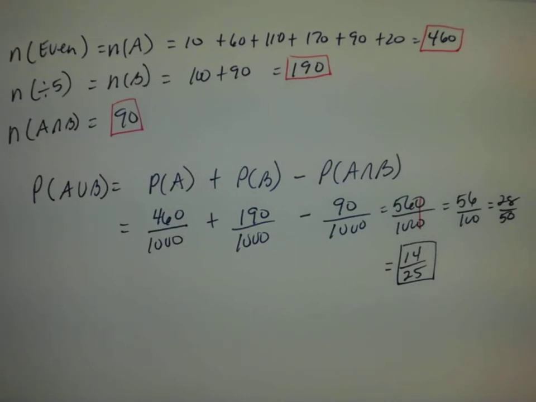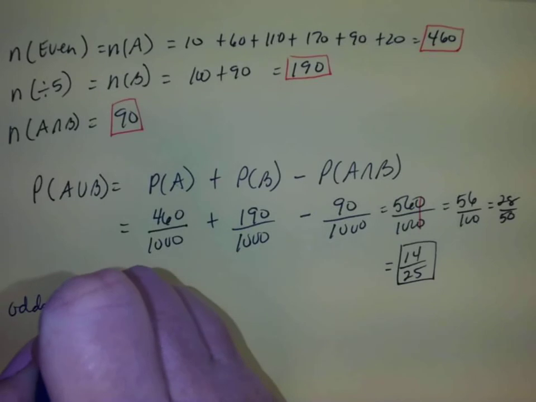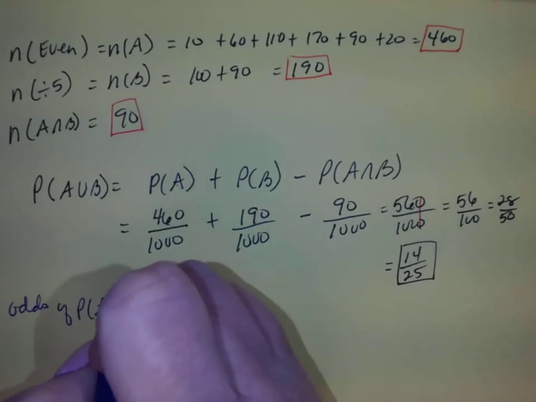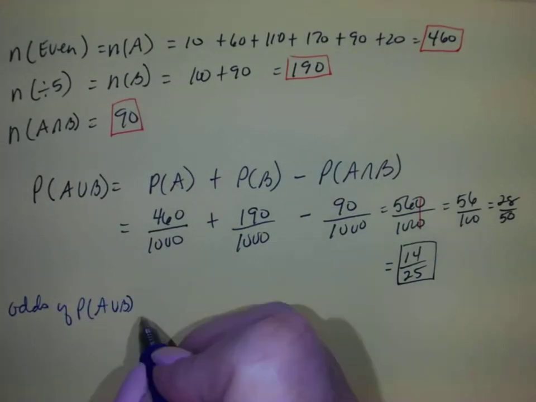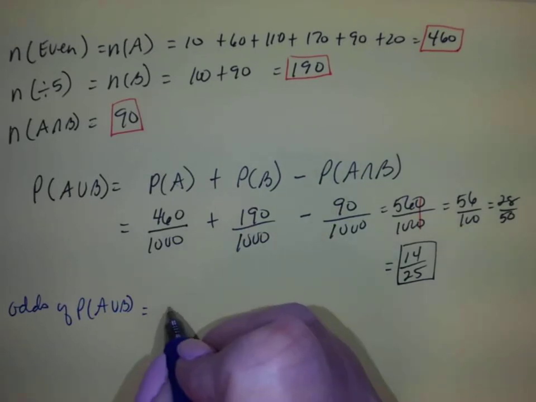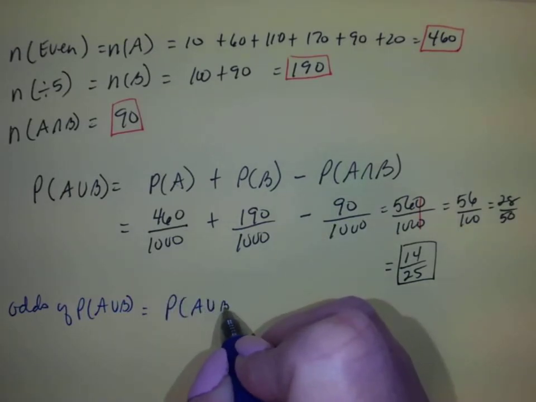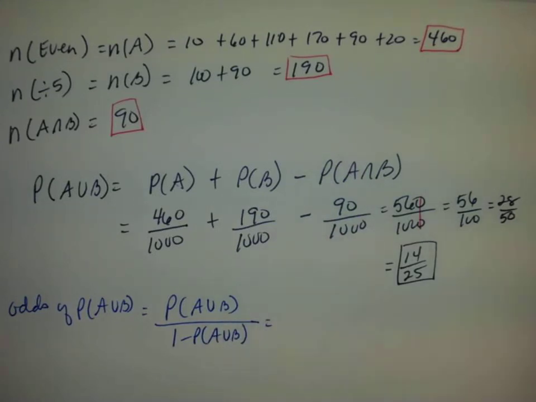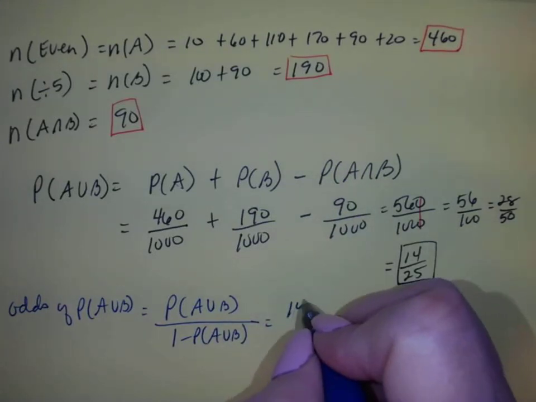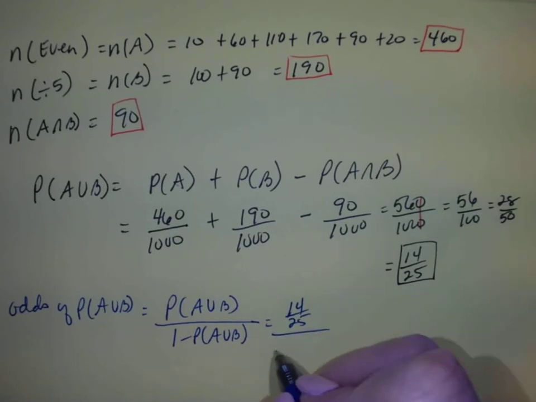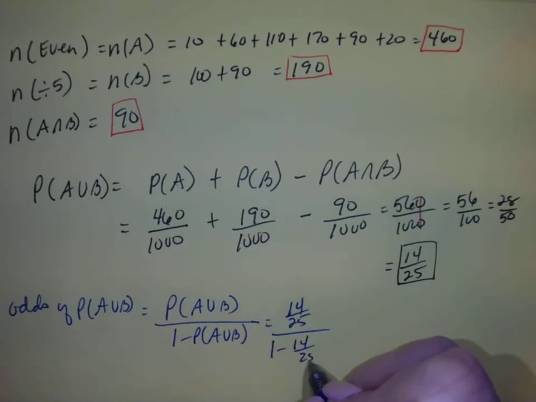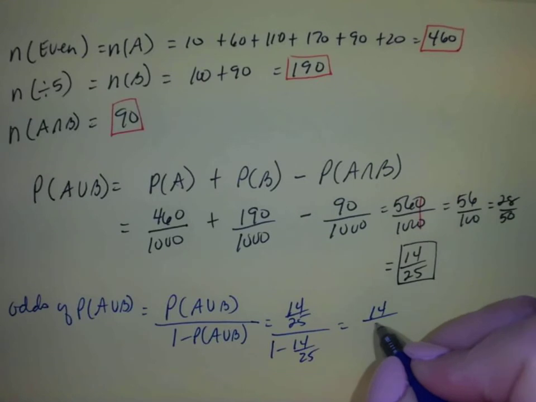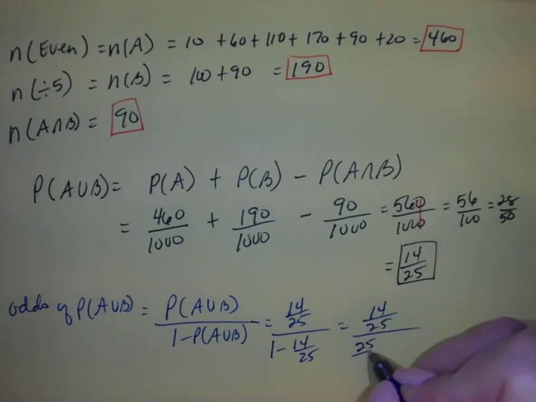All right, so that's our first part. Now we've got to find the odds, the odds of the probability of the union. This will be equal to the probability of the union divided by 1 minus the probability of the union. So the probability of the union is 14 out of 25, and then 1 minus 14 out of 25, which gets us 14 out of 25 over 25 out of 25 minus 14 out of 25.